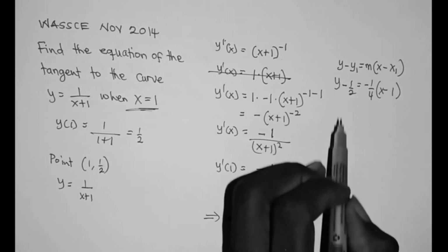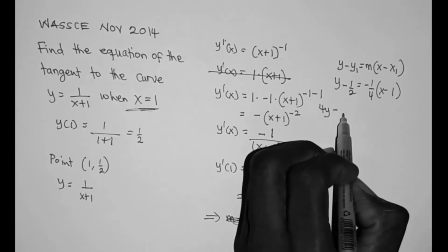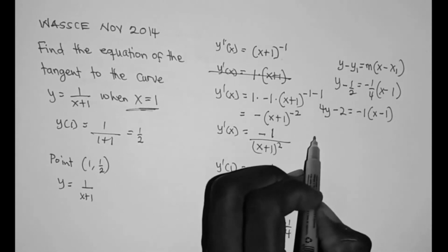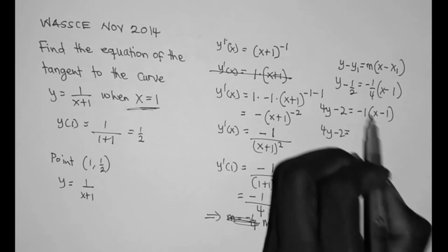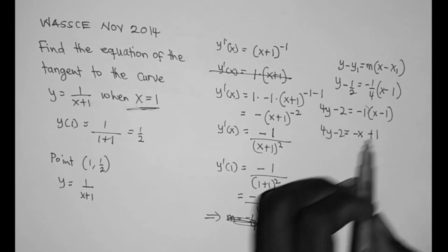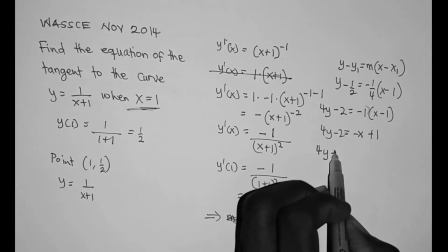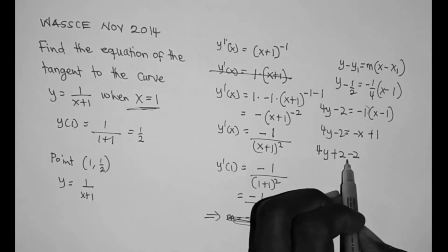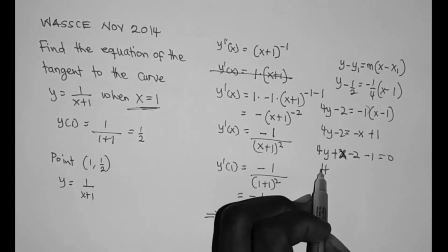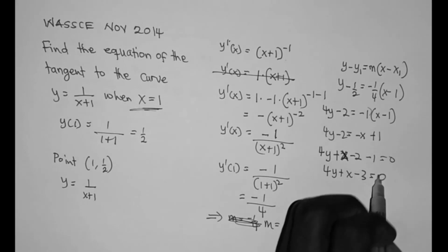So let's multiply through by 4. 4 times y is 4y minus 4 times 1 over 2 is 2 equals minus 1 times (x minus 1). 4y minus 2 is equal to minus 1 times x is minus x. Minus 1 times minus 1 is plus 1. So we bring x to the left hand side of the equation, we get 4y plus x minus 2 minus 1 equals 0. So we get 4y plus x minus 3 is equal to 0.